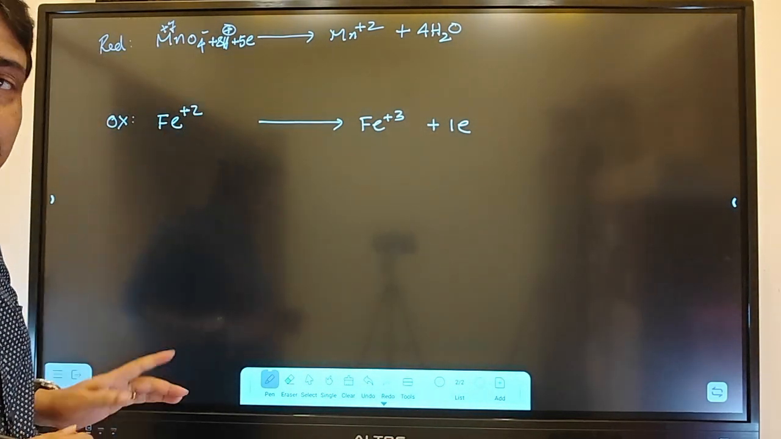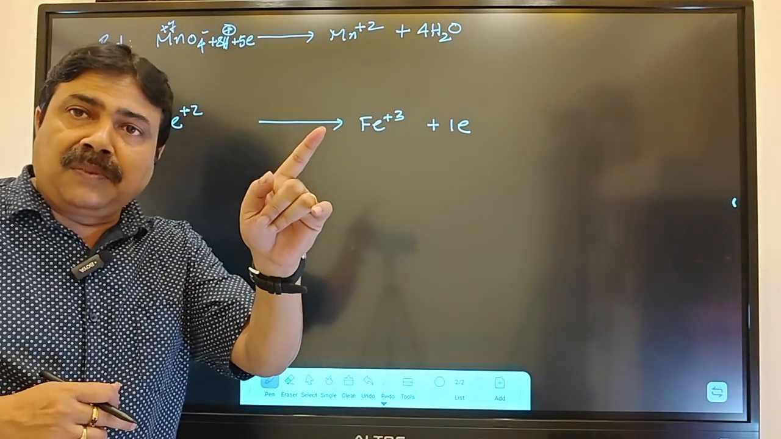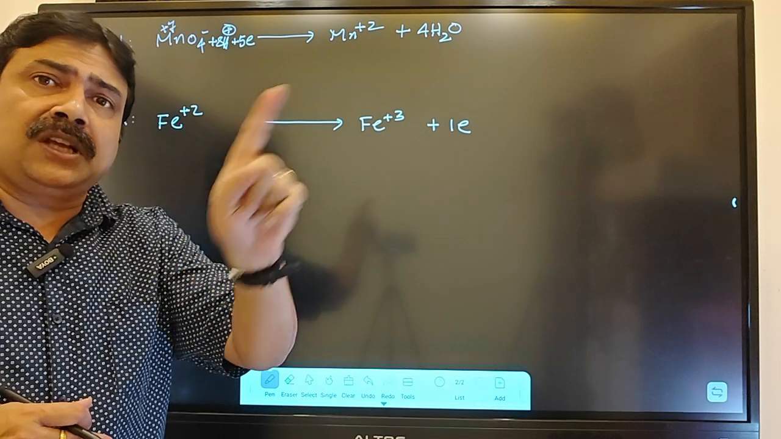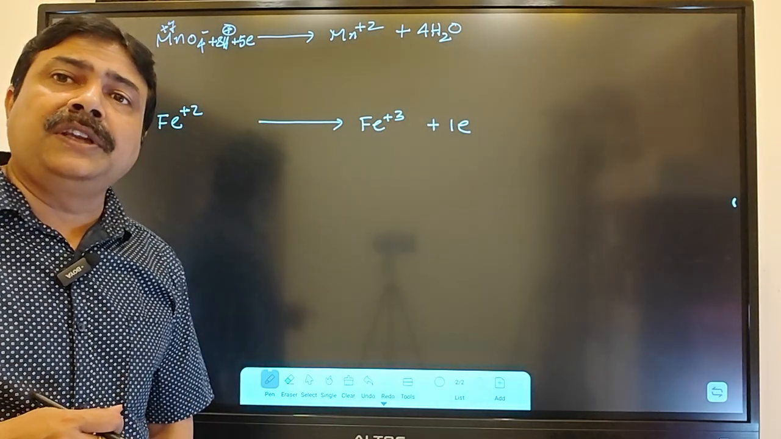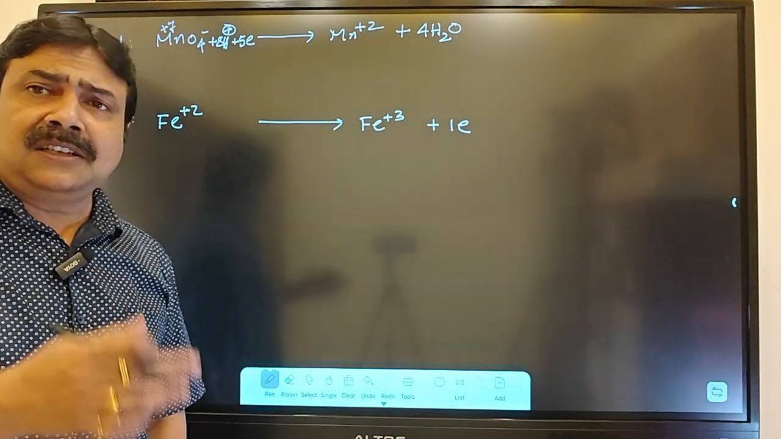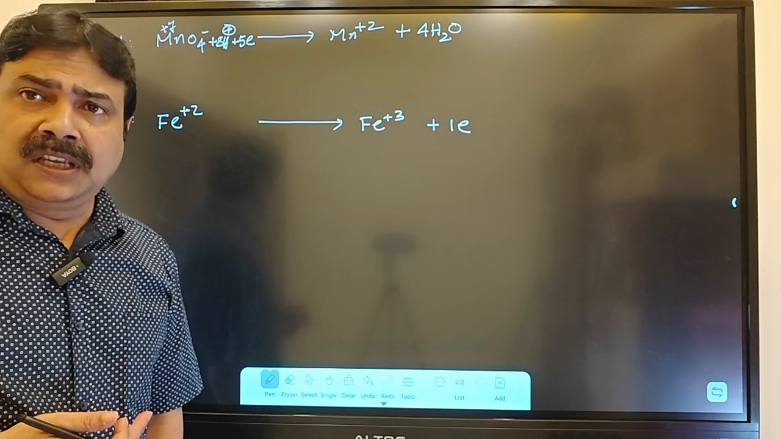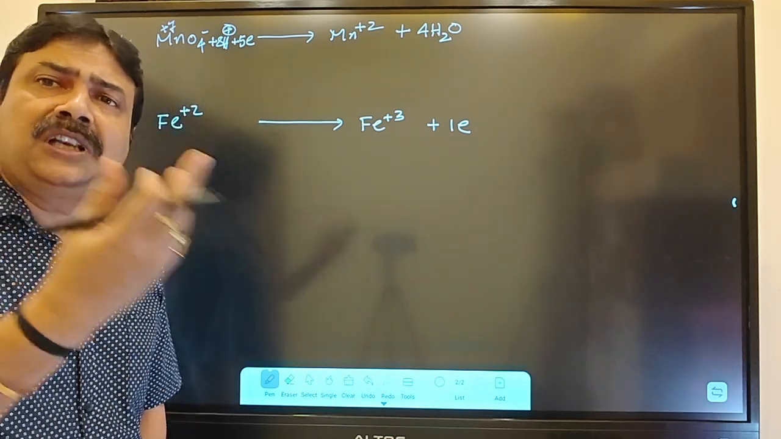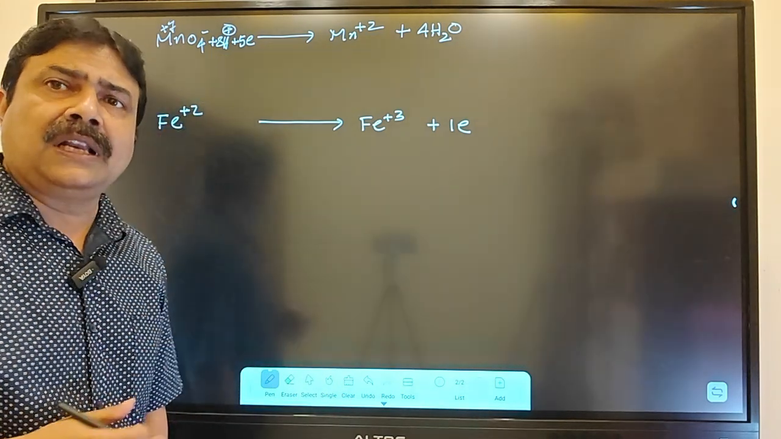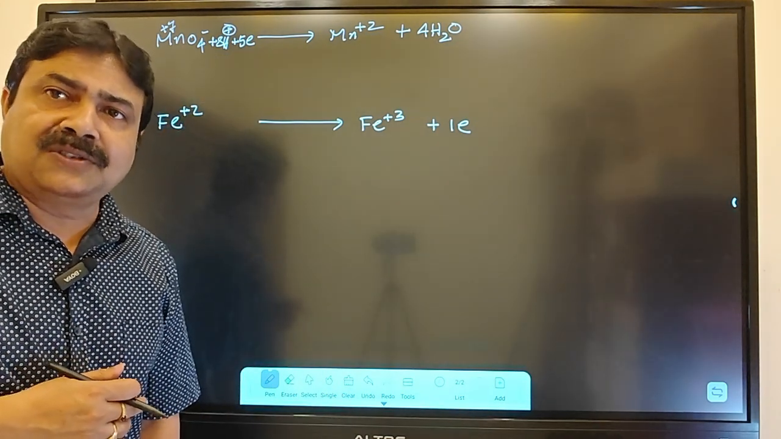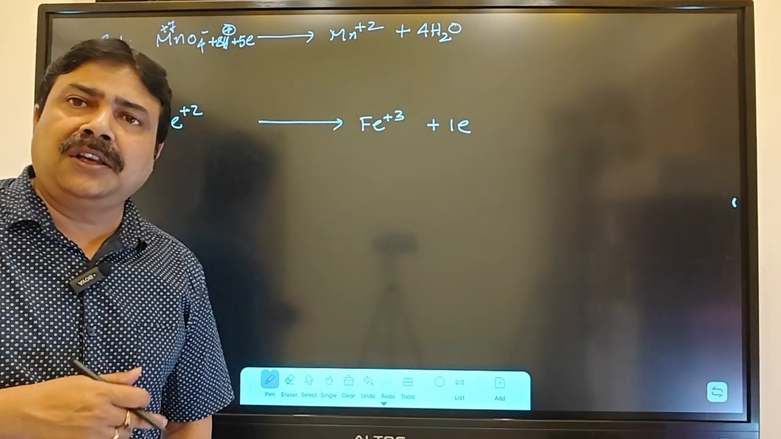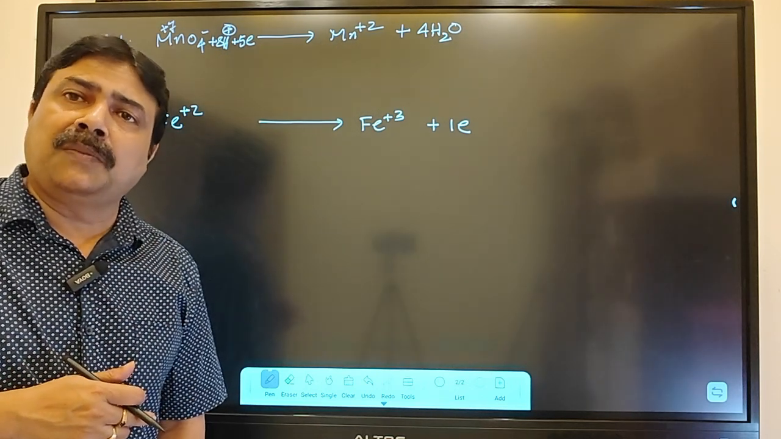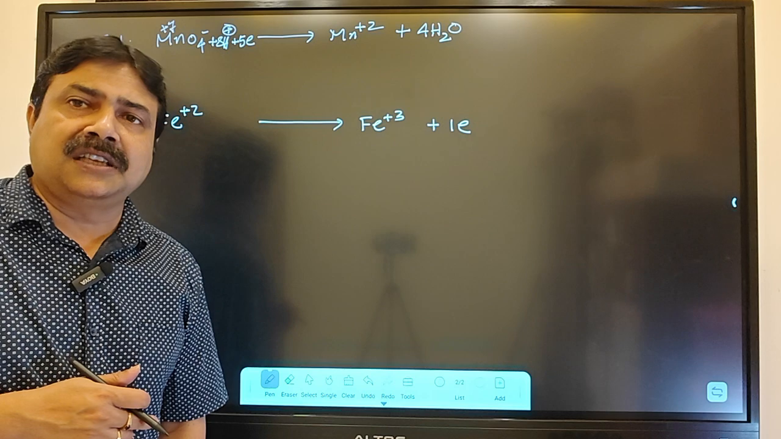Now the last important check will be there. The number of moles of electrons involved in the oxidation process should be equal to the number of electrons involved in the reduction process. Otherwise, electron is not a ghost. If they are not balanced, electrons will not move out. Some species will lose electrons, and the same amount of electrons will be gained by other species. So that's why the number of moles of electrons involved in the oxidation process should be equal to the number of moles of electrons in the reduction process.